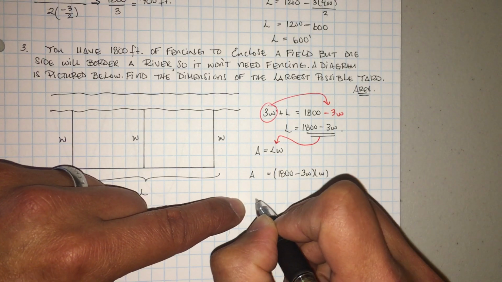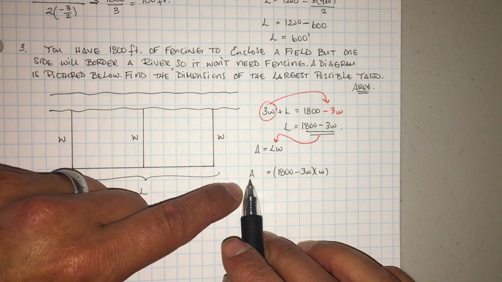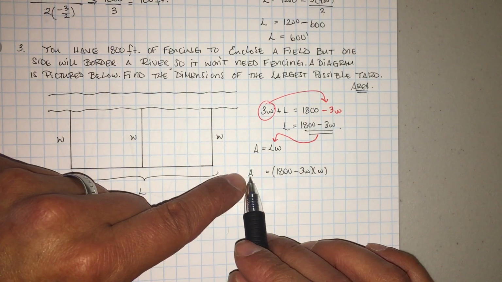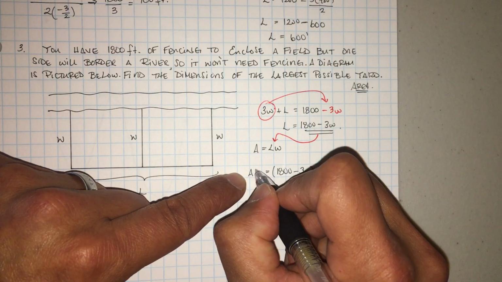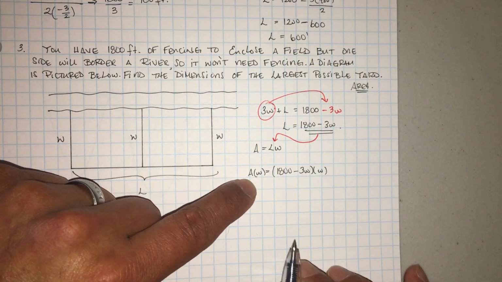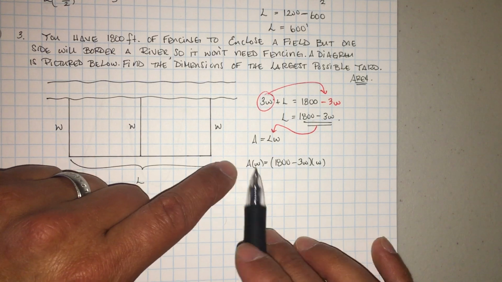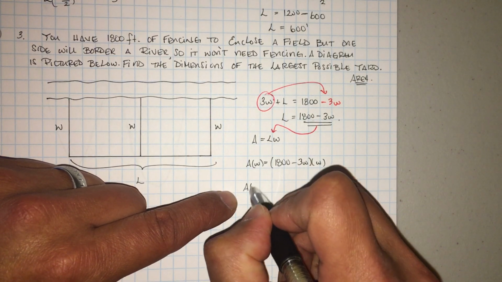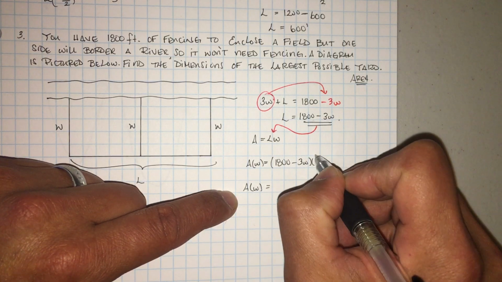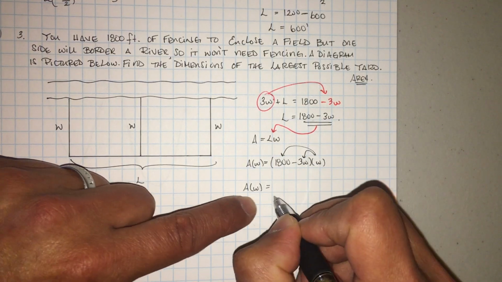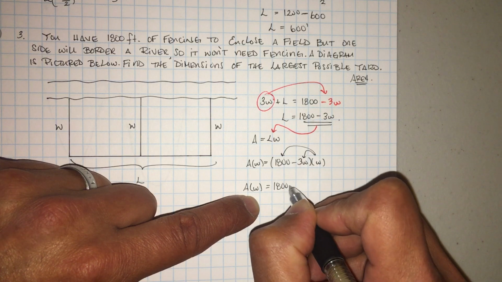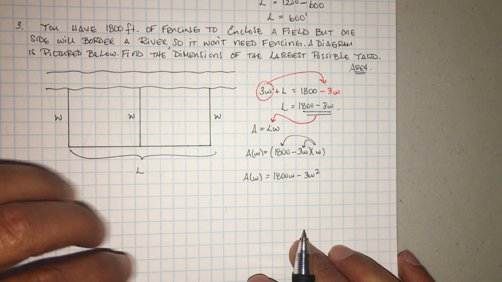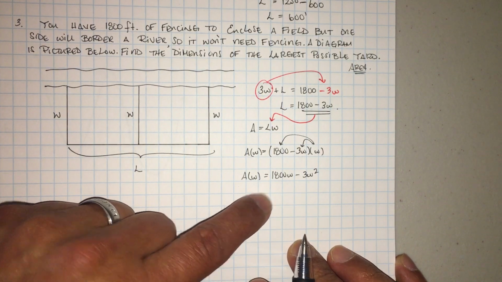Okay. So now remember, I want you guys to get in the habit of writing it, because when you get to the higher mathematics, you're going to be doing this. The area in terms of the width. So A of W. Okay. The area in terms of the width. La área en términos de lo ancho. Okay. Eso es todo lo que quiere decir. So now we're going to distribute, vamos a distribuir: 1,800W minus 3W squared. Okay. There I have my equation. Tengo mi ecuación.